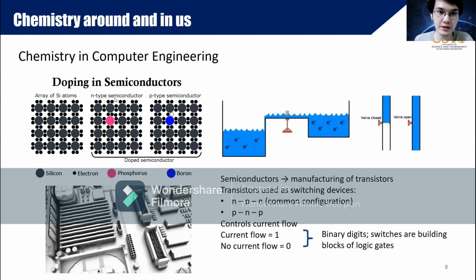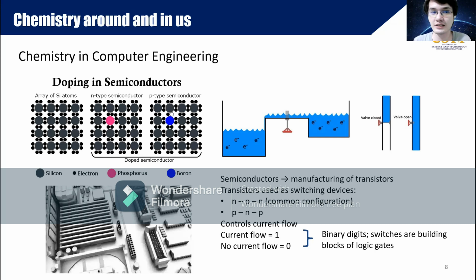So in an N-type semiconductor, we inject an atom or add an element that has 5 valence electrons. Valence electrons are those electrons that readily bond with other elements. So in N-type, it is usually doped with phosphorus. It has 5 valence electrons. So those extra electrons are what flow in the semiconductor, making it possible to conduct electricity.